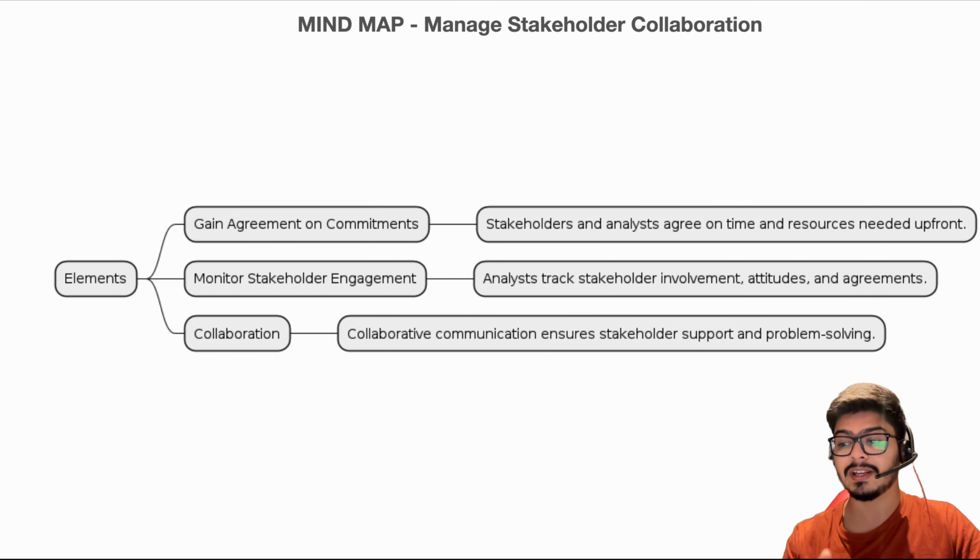You need to collaborate with them very regularly so that everything is up to date, and information and updates are given regularly. You also need to monitor stakeholder engagement. That is, you need to track stakeholder involvement, attitudes, and agreements, because that depends on how they are impacted and how our project is moving forward. Collaboration is to communicate effectively and ensure that stakeholders support and help in solving all the problems. So collaboration will definitely help you do that. You just need to be open and very clear about how you want to manage and what activities you want to do, and you need to gain agreement on that as well as commitment.